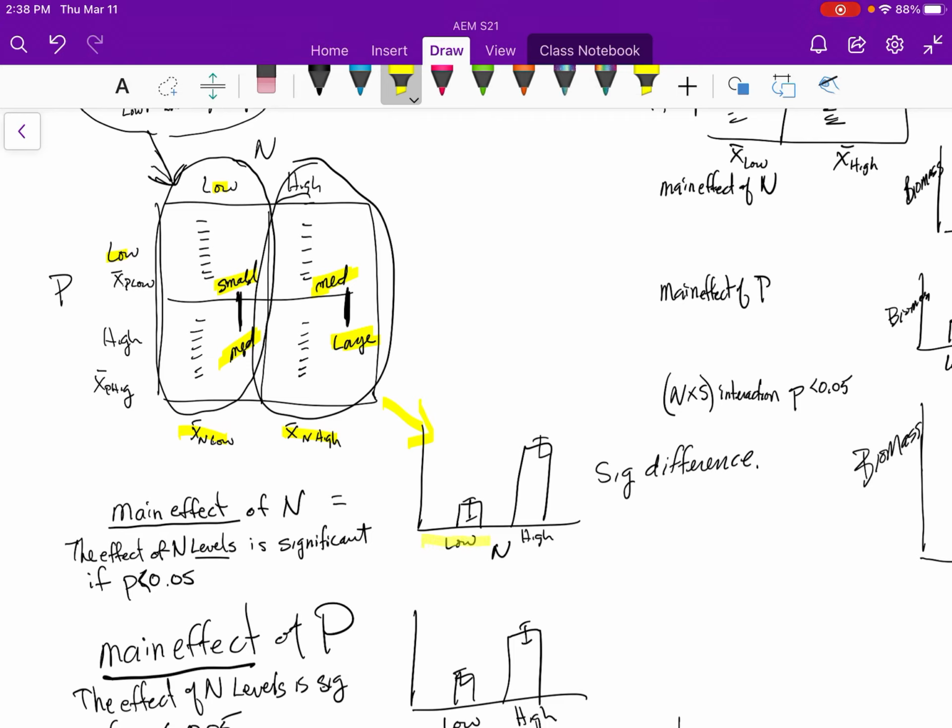Again, I'll highlight where I'm going through here. This graph here, where we get an effect. You can see that the high nitrogen has a strong effect compared to low nitrogen. This is called the main effect of the treatment. In this case, it's the main effect of the nitrogen treatment, right? The effect of nitrogen levels is significant if the p-value for the main effect is less than 0.05.